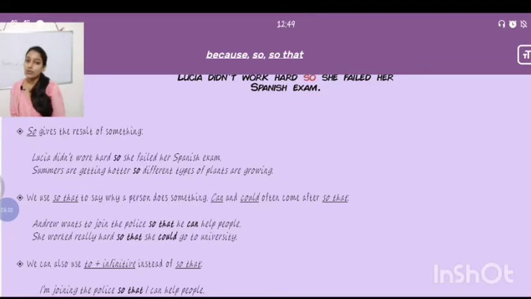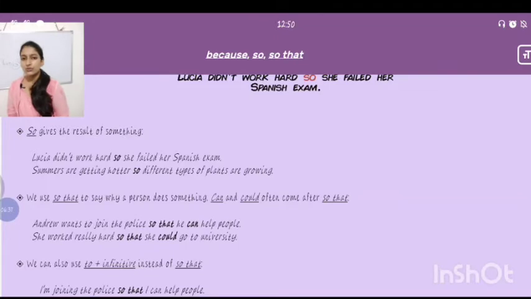We use so that to say why a person does something. Can and could often come after so that. तो so that कब यूज होता है? Why a person does something ये reason बता के अगर करना है तो. Let us see. Andrew wants to join the police so that he can help the people. So जब आपका so that आता है तो उसके बाद possibility दिखाते हैं, chances दिखाते हैं, तो उसके बाद हम can या could use करते हैं. She worked really hard so she could go to the university.